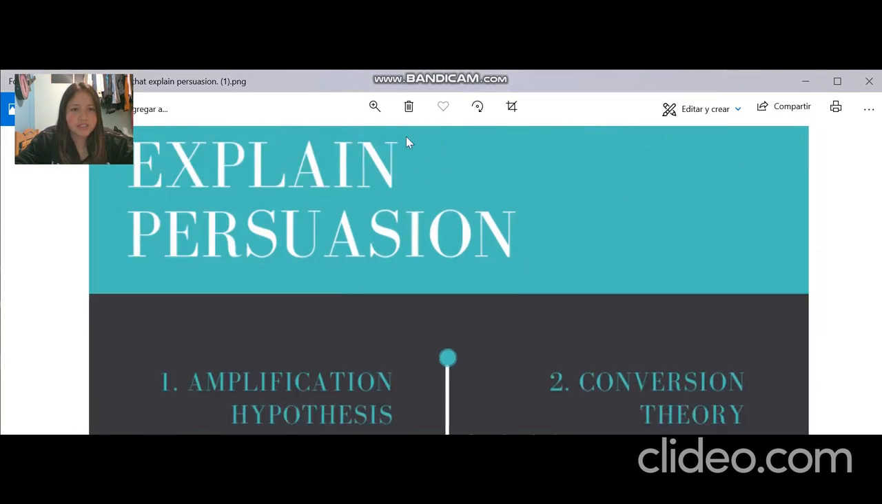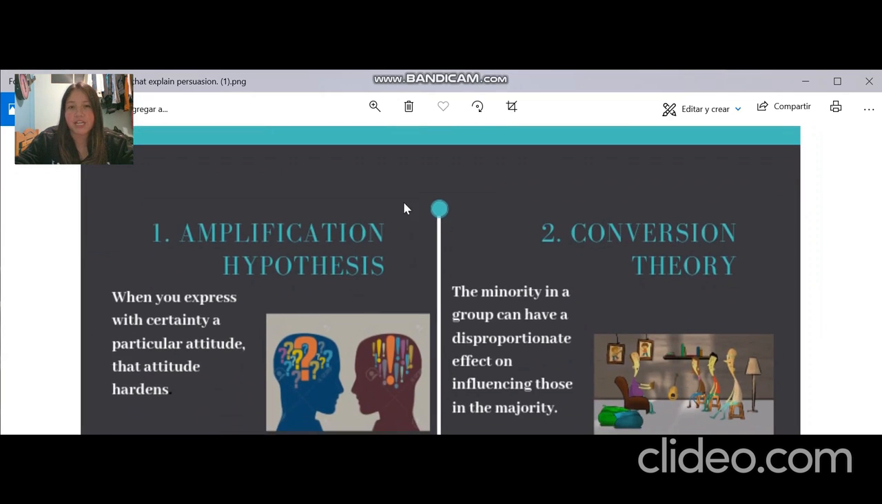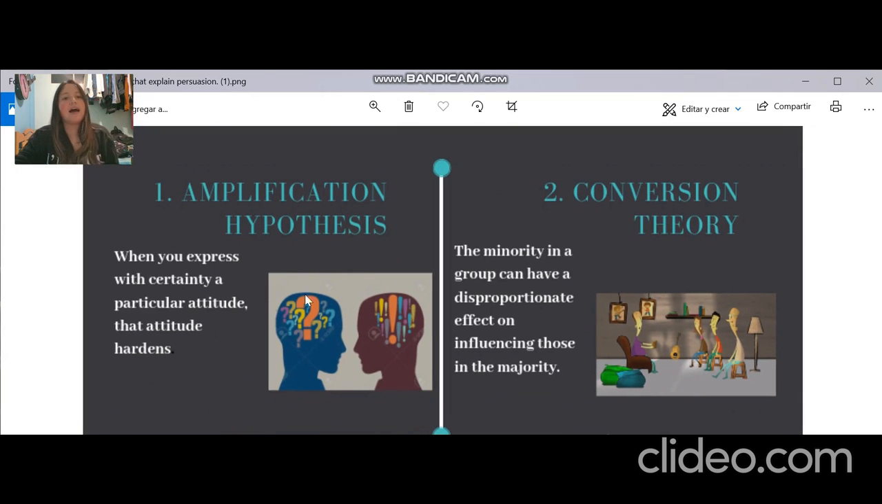Okay, the first theory is called the amplification hypothesis, and it happens when we express a certain attitude with certainty. That attitude hardens, becoming more resistant to persuasion. However, if we express uncertainty, the attitude softens.